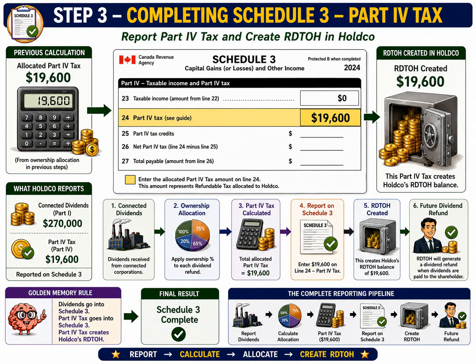The reporting workflow across the middle of the slide summarizes the entire process. First, Holdco receives dividends from connected corporations. Second, ownership percentages are applied to determine the allocation. Third, Part 4 tax is calculated. Fourth, the amount is reported on Schedule 3. Fifth, Holdco creates its RDTOH balance. And finally, that RDTOH balance becomes the source of a future dividend refund when profits are distributed to shareholders.